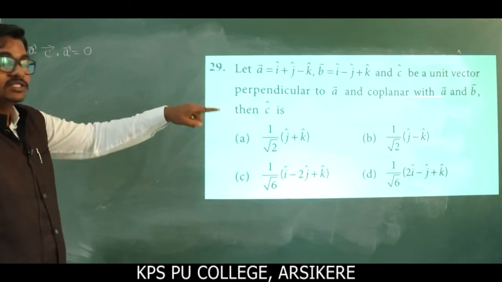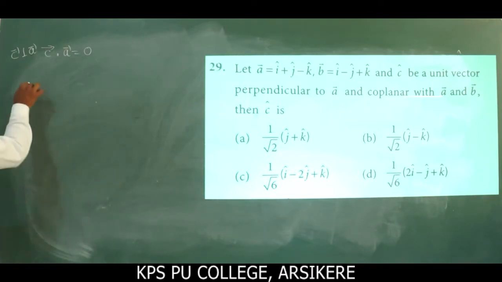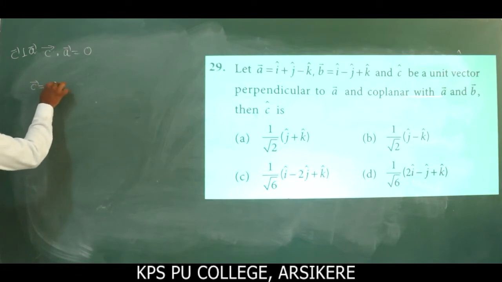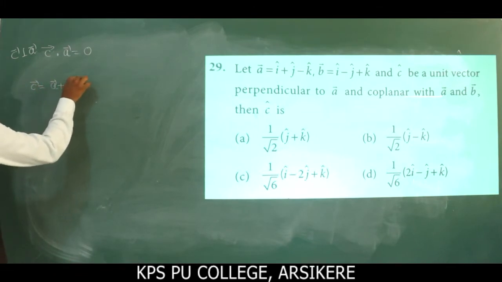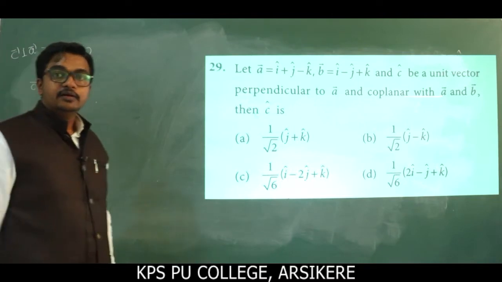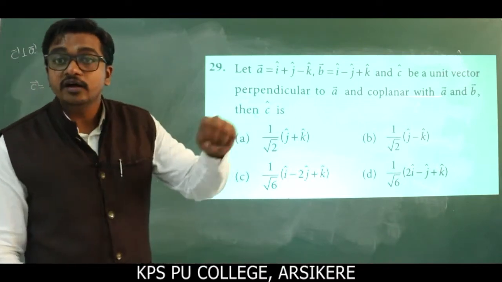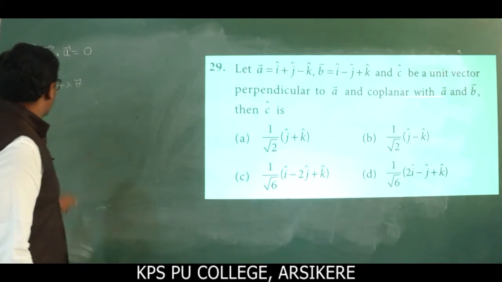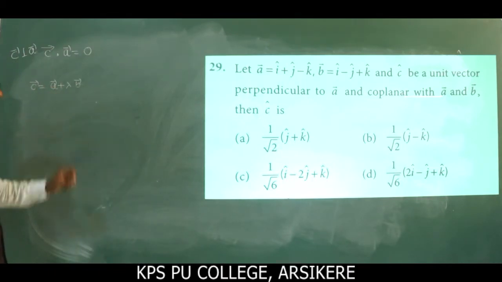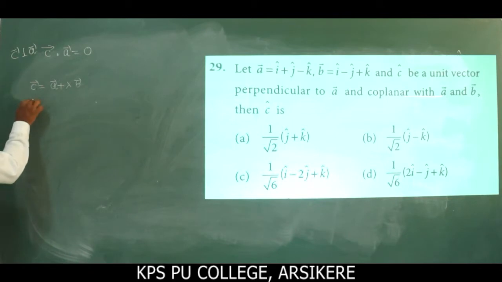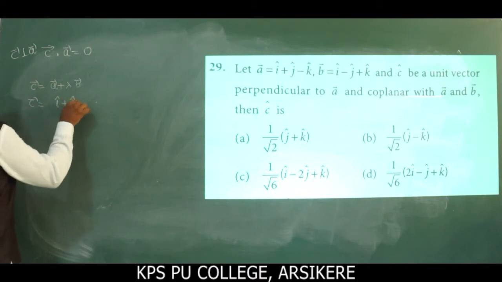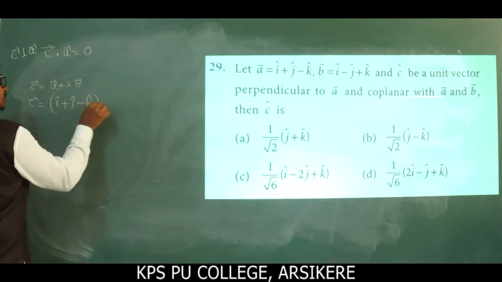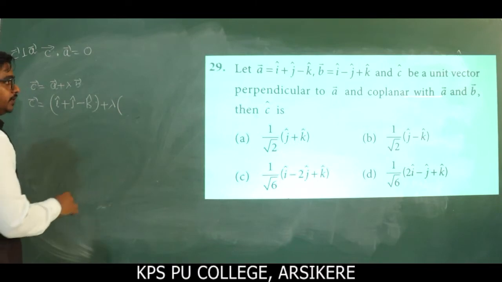Vector C is coplanar with vector A and B, which means vector C can be expressed as A plus lambda into vector B. Any vector can be expressed as a sum of the rest of the vectors with some scalar multiplication. Here I have taken vector C is equal to A plus lambda into vector B. C is equal to, what is vector A then? i cap plus j minus k cap plus lambda into, what is vector B?